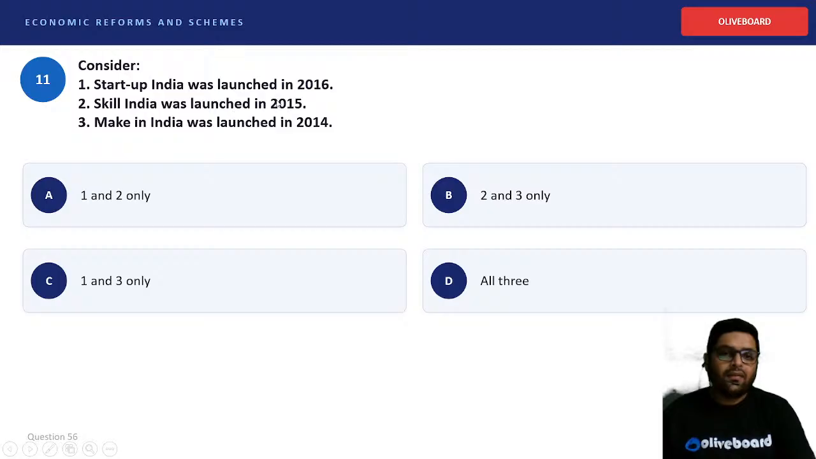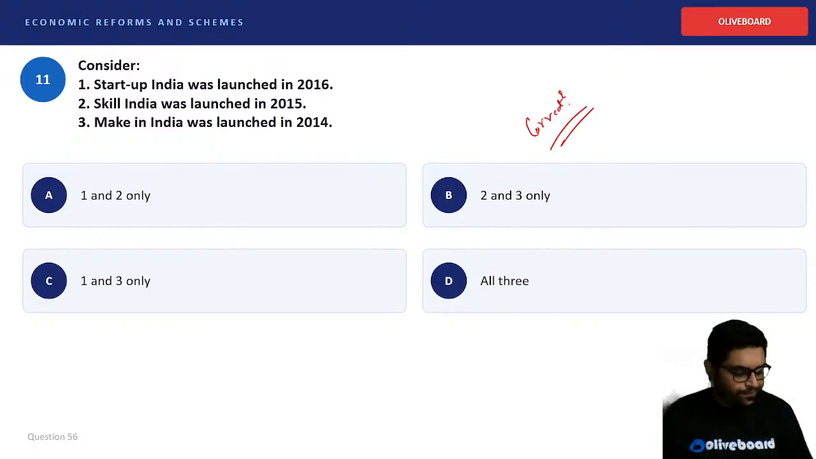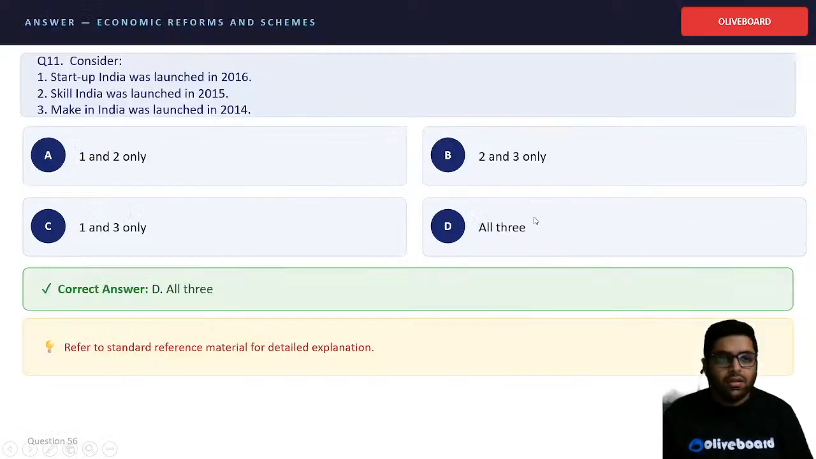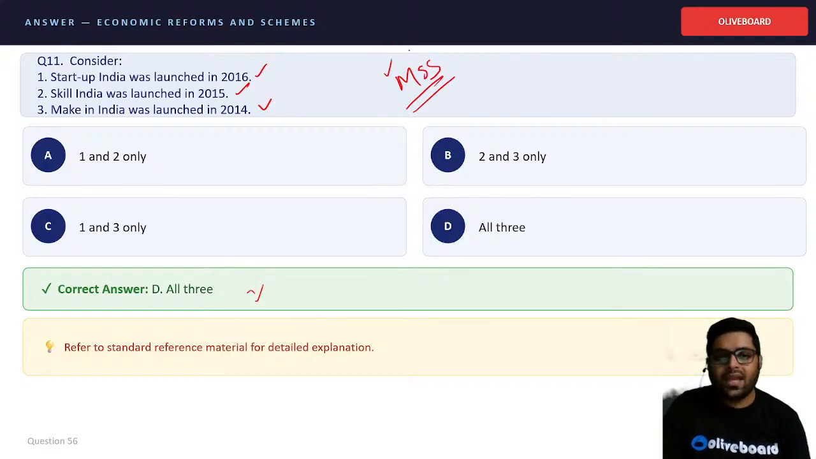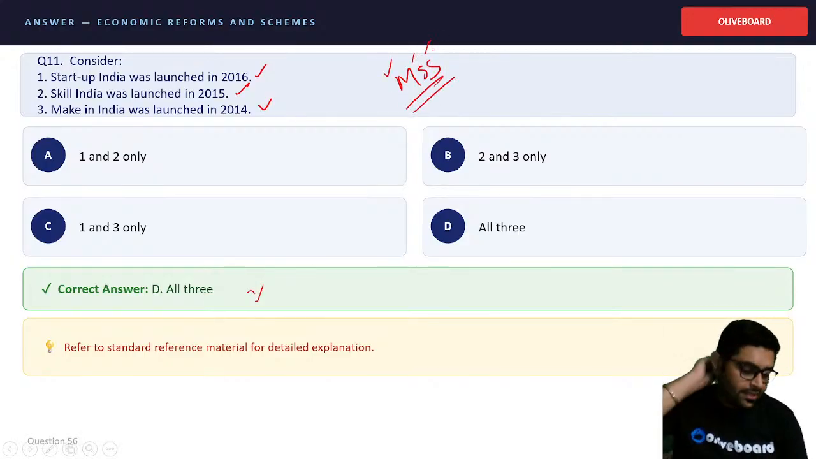Now, Startup India was launched in 2016, Skill India was launched in 2015, and Make in India was launched in 2014. Which of the following statements is correct? Startup India, Skill India, Make in India. All the three are correct. Please remember the years. First came Make in India, then Skill India, then Startup India. So you can remember MSS: Make in India, Skill India, Startup India. Sometimes they might give questions like this in a twisted manner, so we need to be ready to answer that.